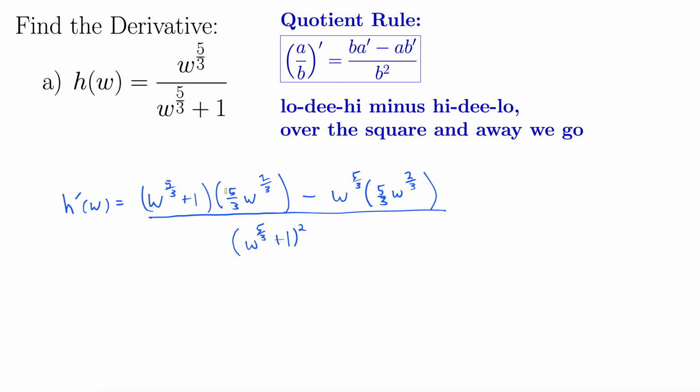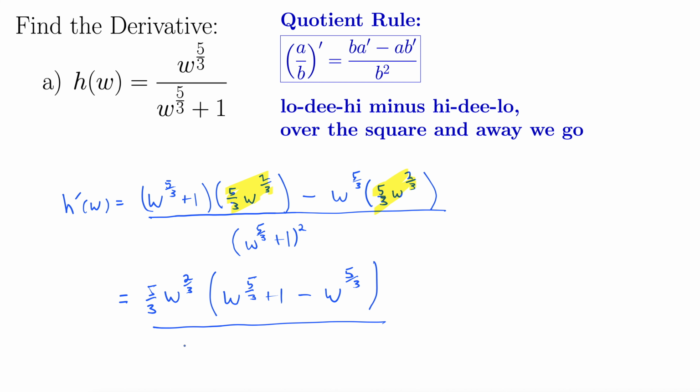From here we could distribute this w to the 5/3 w to the 2/3 through, but look at this. There's two of them, right? There's two of these things. So let's instead factor that out to the front and see what happens. Okay, if we do that, we get 5/3 w to the 2/3. And then what do we have left? We have w to the 5/3 plus 1 minus w to the 5/3. So I'd say that's a little simpler.